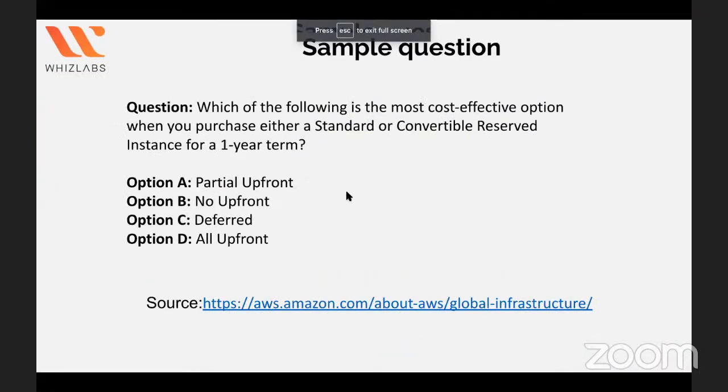Okay. So this is a part of the quiz question. Which of the following is the most efficient option when you purchase either a standard or convertible for a 1 year term? So you will get the most discount when you are using the purchase option with the reserved category for your instances. The term is mentioned specifically as 1 year. So you can take your time and answer.